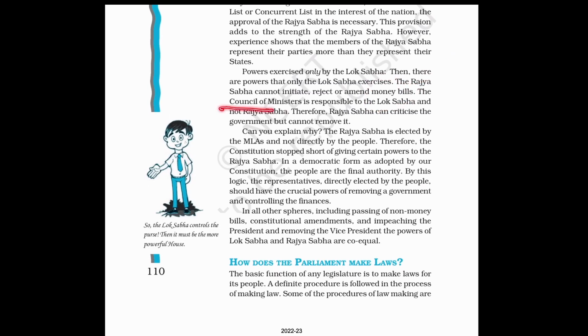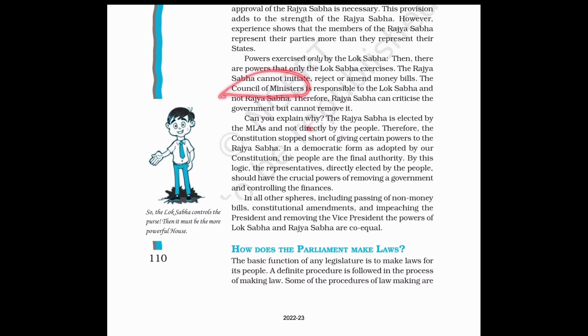Also, the Council of Ministers is responsible to Lok Sabha and not Rajya Sabha. This is a feature of parliamentary system. So you will remember this point from here ताकि वहाँ पर काम आ सके. So Rajya Sabha of course can hold discussions, debates, they can criticize the government, but they cannot remove the government.